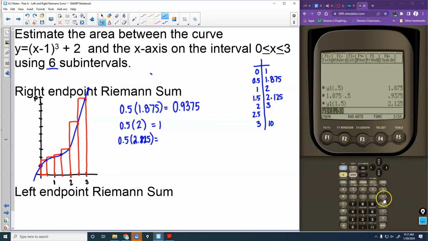And that is going to be 1.0625 for that. Let's do the crazy thing again. Okay. What do we get for the next rectangle? What's that height? That is going to be 3, because if we plug in 2, it is going to give us our value here. That's going to give us 1.5.